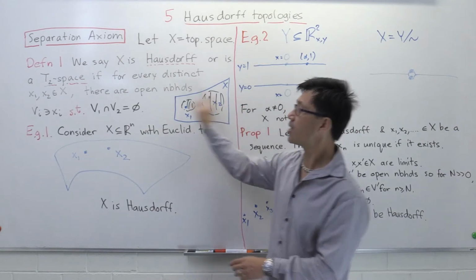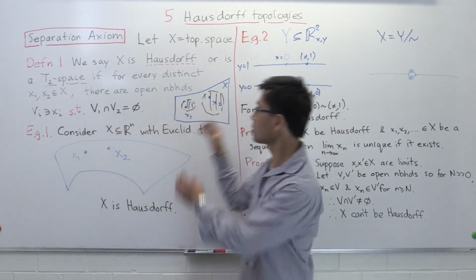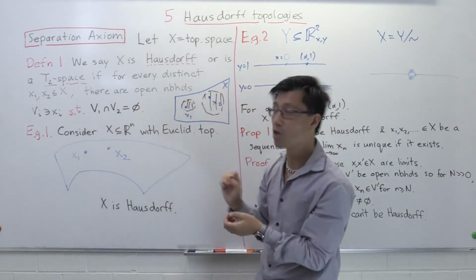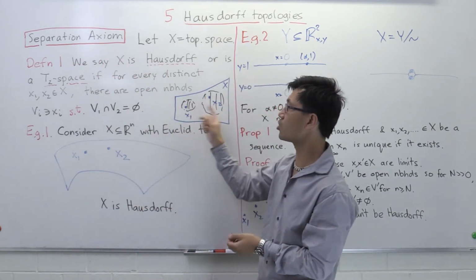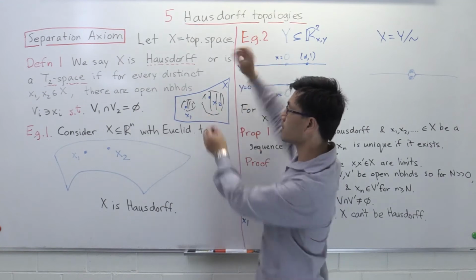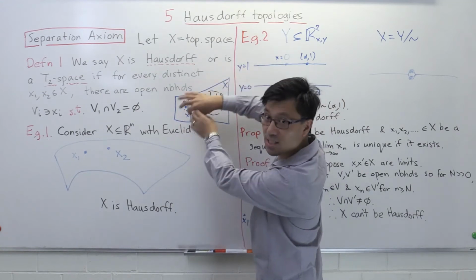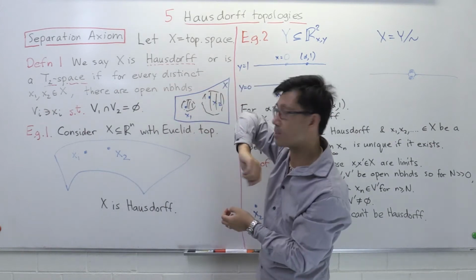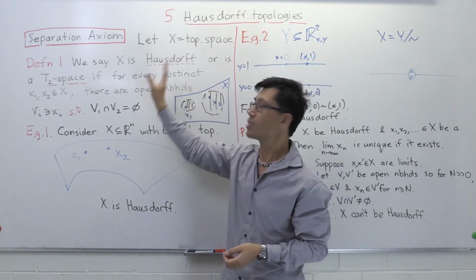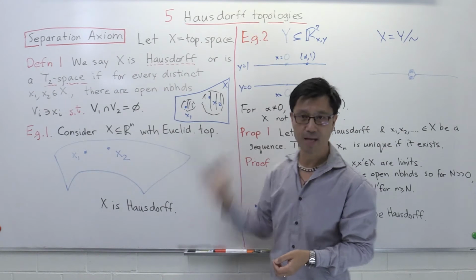So this condition, the existence of these disjoint open neighborhoods, is an example of a separation axiom. Okay, so you want this for each and every pair of distinct points x1, x2, and here you can separate the points by actual open neighborhoods in this sense. Okay, so that's the definition, and let's look at some examples.